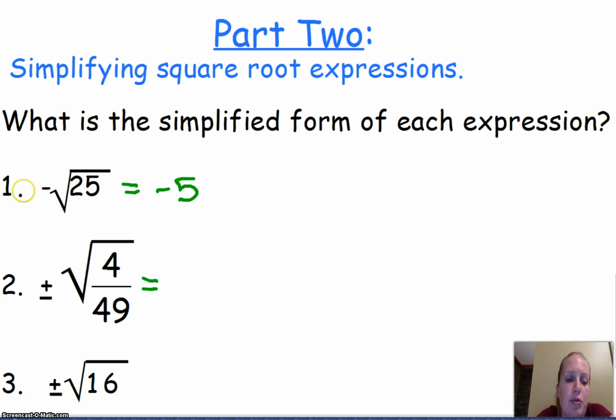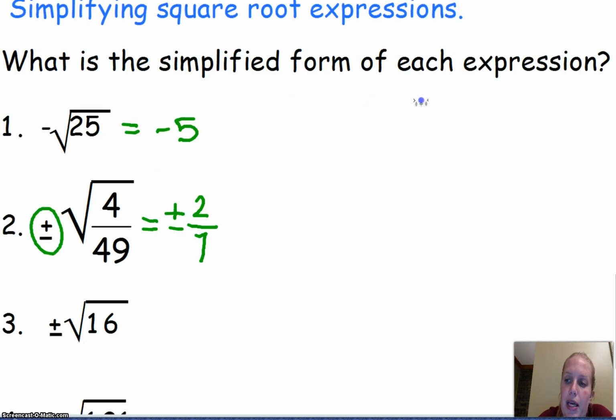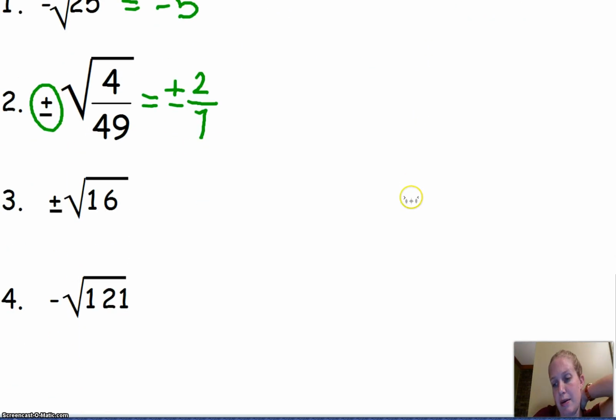This one, number 2, means I want the positive and the negative answer. Square root of 4 is 2. Square root of 49 is 7. I'm just going to write a plus minus because that means I want the positive answer and the negative answer. Okay, number 3 and number 4. Positive and negative square root of 16 means positive and negative 4. And number 4 means I want the negative square root of 121. Well, the square root of 121 is 11, so the answer is negative 11.